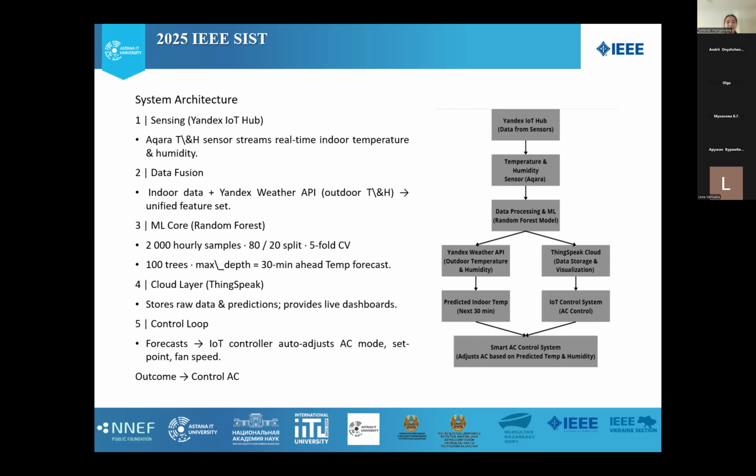Next one is cloud layer. All raw data and the forecast are mirrored to the ThingSpeak and database, which enables live dashboards and remote diagnostics. And the last one is control loop. We decide to control or not control our AC.